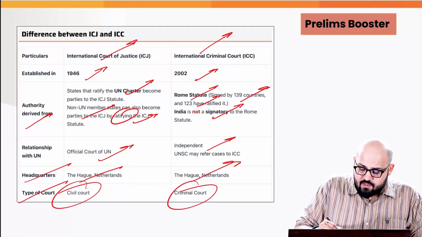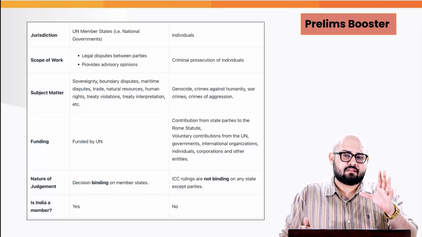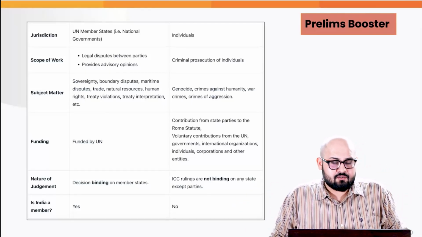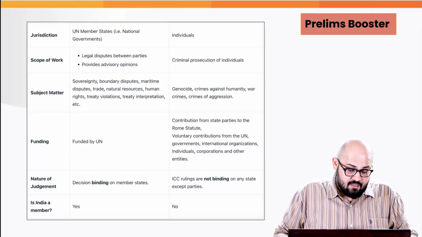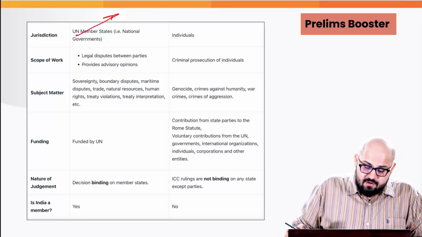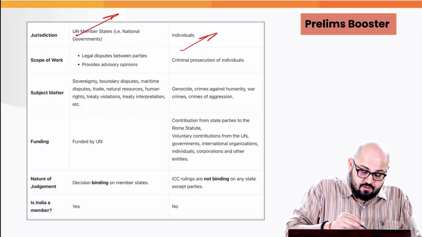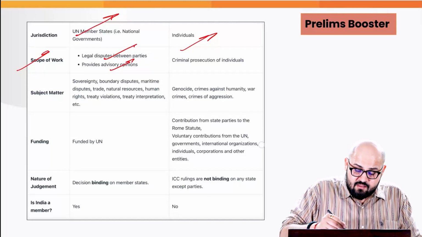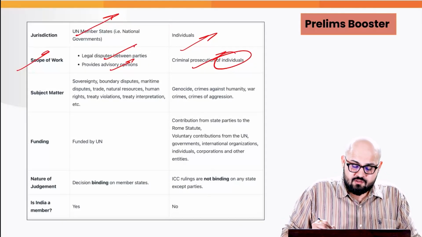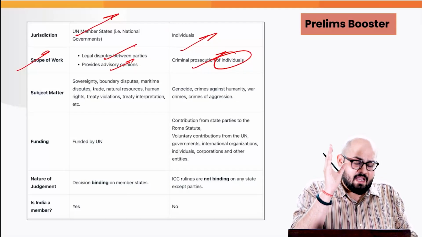Type of court: the ICJ is a civil court, the ICC is a criminal court. Understand, when we talk about the International Court of Justice, the parties are the states. That you must know. It cannot prosecute an individual. It can only prosecute a particular state. Jurisdiction: for the ICJ, United Nations member states, and the jurisdiction with respect to the ICC is the individual. Scope of work: legal disputes between the parties, advisory opinions, and criminal prosecution of individuals, right? In this case, we have Benjamin Netanyahu, against whom the warrant has been issued by the ICC.